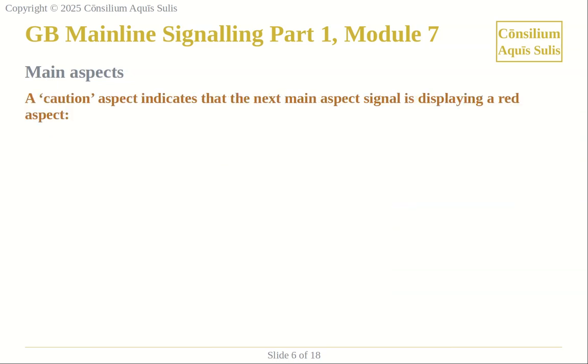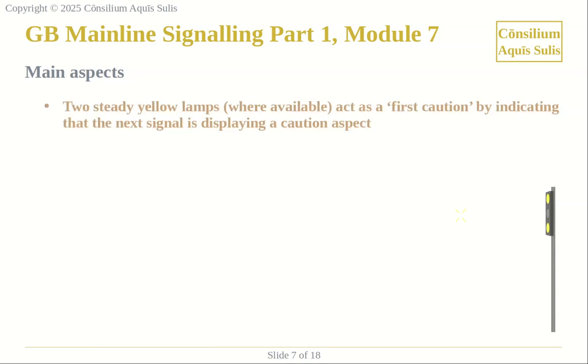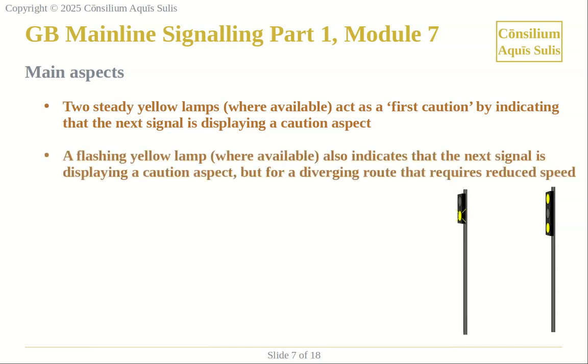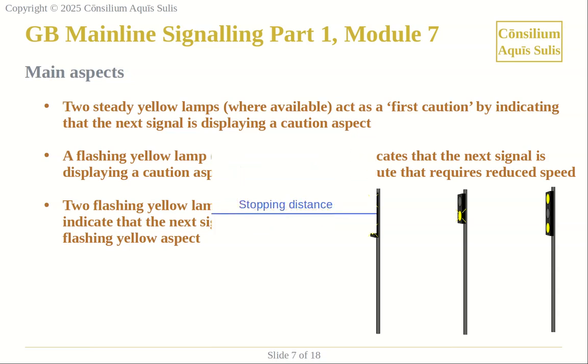The caution aspect indicates that the next main signal is displaying a red aspect, and of the aspects we just saw, that is the horizontal yellow semaphore arm, a steady yellow lamp, or a distant board. There's also a thing known as a first caution, which is the two steady yellow lamps, and that indicates the next signal is displaying a caution aspect, and we'll see the reason for that in a couple of slides' time. A flashing yellow lamp indicates the next signal is displaying a caution aspect as well, but in this case for a diverging route that requires a reduced speed, and we'll learn more about that in the next module. And finally, two flashing yellow lamps indicates the next signal is displaying a flashing yellow aspect.